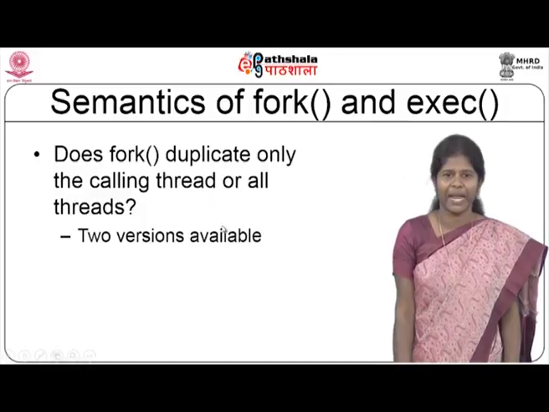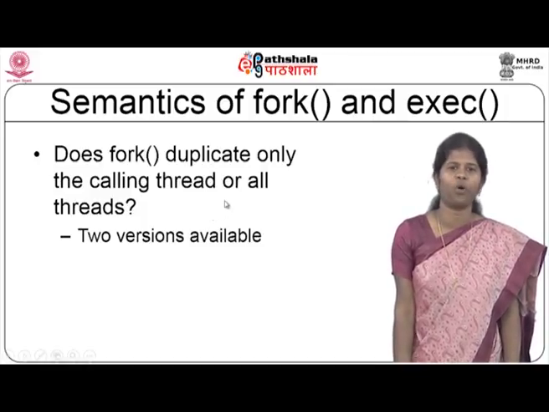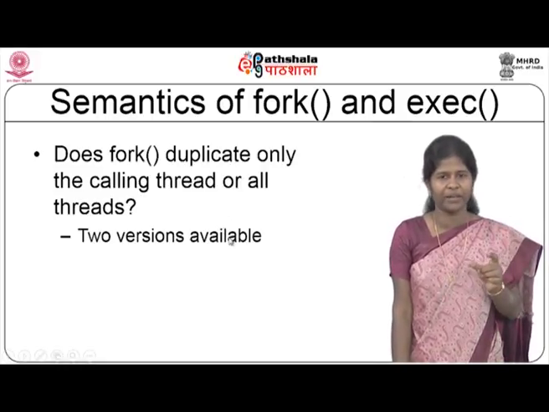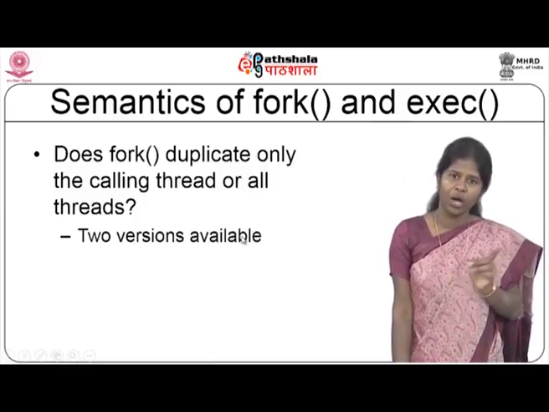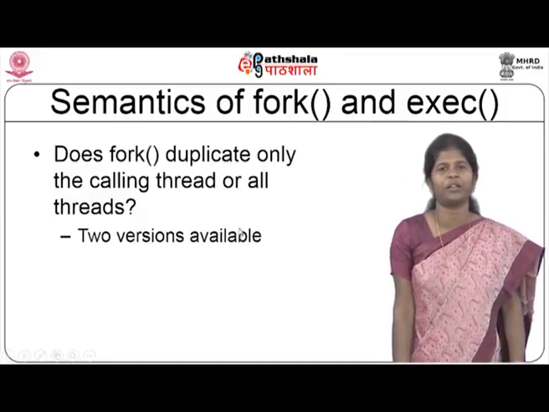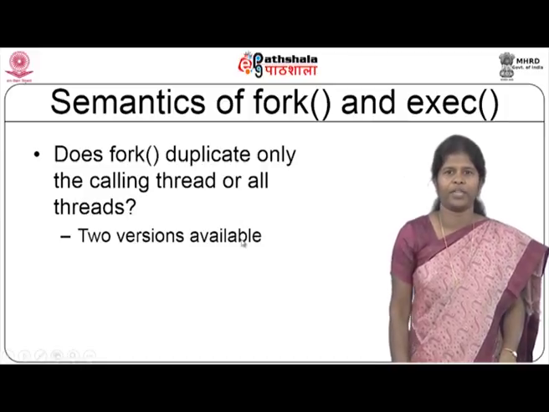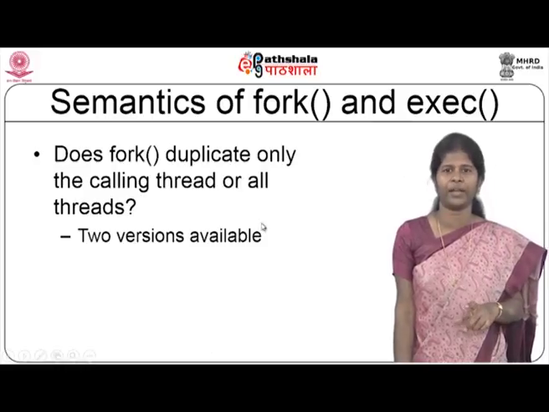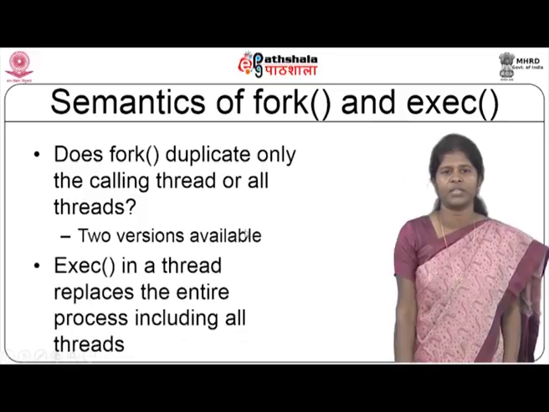So, in the case of a thread, when a thread calls fork, what should be done? Are you going to duplicate only this particular thread which is calling the fork, or are you going to duplicate all the threads which belong to the same process? Both versions are available in operating systems. Depending on the options, you can either duplicate only the calling thread, or you can duplicate all the threads that belong to the same process.